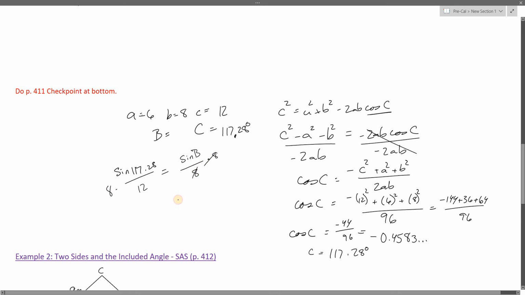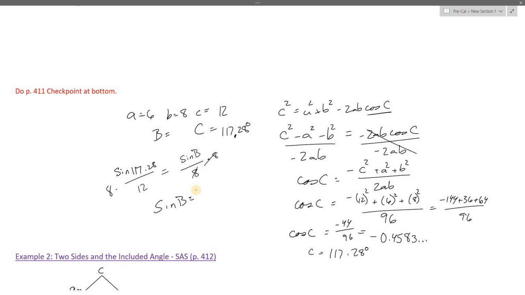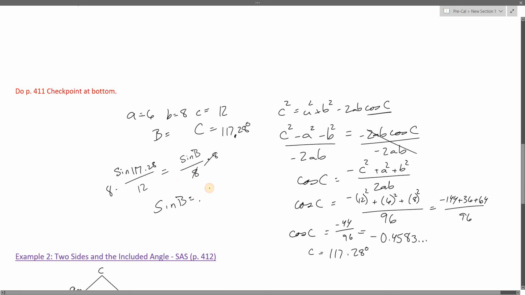So just a quick calculator exercise here. Sine B is equal to 8 times sine of 117.28. Take the sine of it, you get 0.88 times 8, you're going to get 7.11, and then you're going to divide that by 12. The decimal that you get here should be 0.592518185. Okay, at that point you should hit inverse sine, and it should give you the B angle. The B angle should be 36.34 degrees. So B is 36.34.